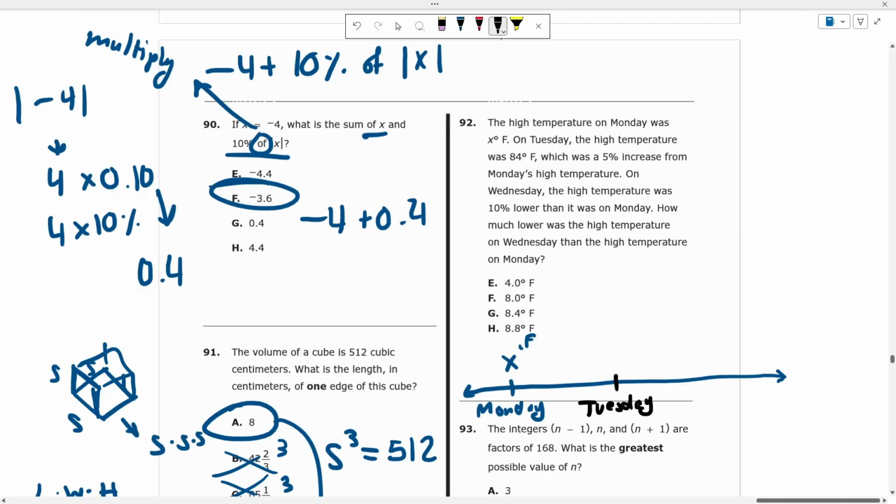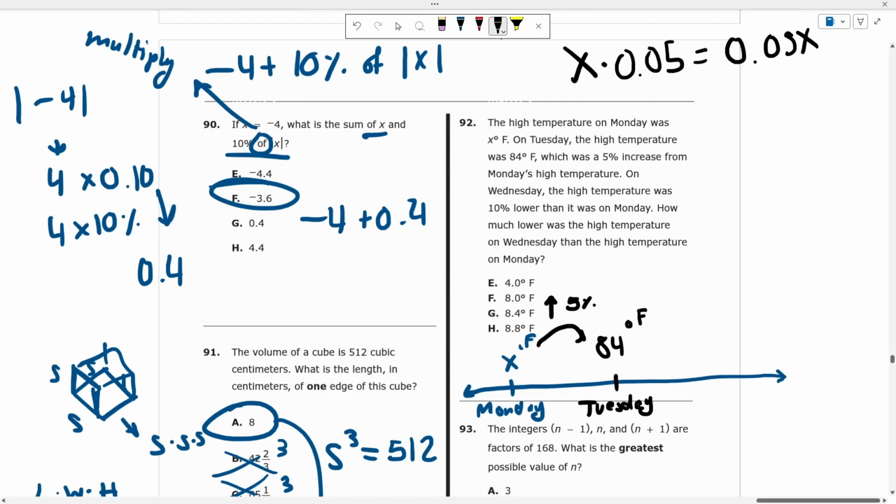And here we have 84 degrees Fahrenheit. And we know that this 84 degrees Fahrenheit is a 5% increase from that X. So we know that if we take X and multiply it by 0.05 and get 0.05x, or 5% of that, and then add that back to itself, we're going to get 84. Or in other words, 1.05x is going to equal 84.